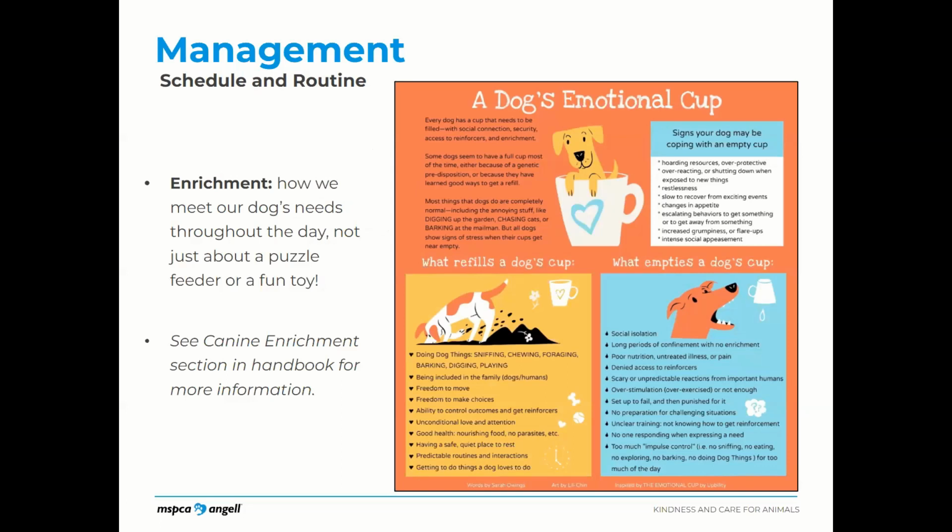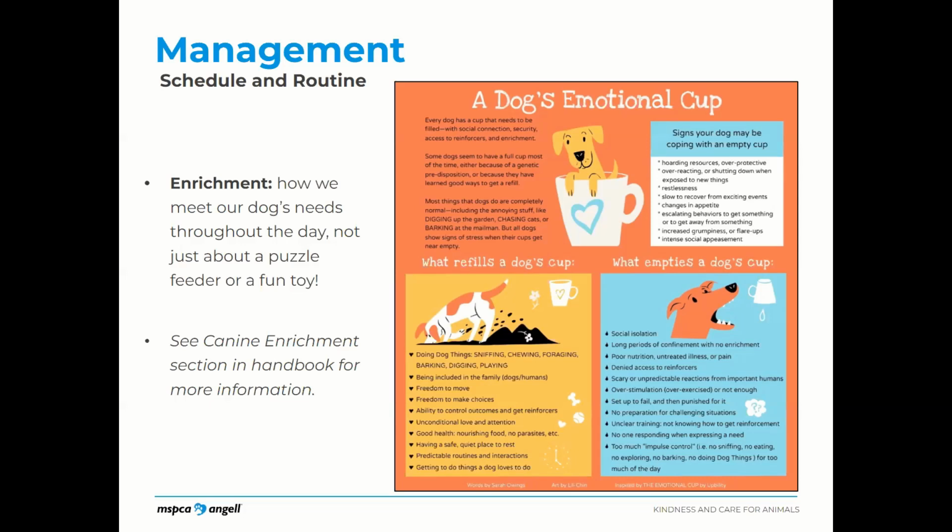In our foster care library, we do have a canine enrichment section, both in the handbook and in the library, that go through a lot more detailed information about how you can provide regular enrichment. But things to consider are giving them access to species-typical behavior that is normal for their species. So sniffing, digging, foraging, barking, chewing, roughhousing and playing, being included in things that the family does.